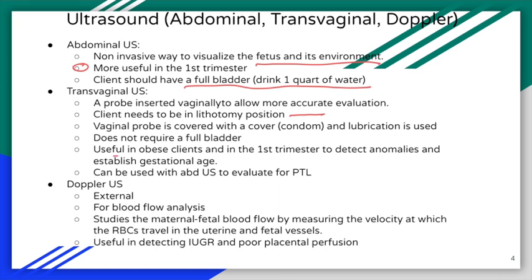This is super helpful if a client is overweight because on an abdominal ultrasound, there's that thick layer of adipose tissue between the Doppler and the uterus. Here, that's not there, so that's really helpful. And it can be used in conjunction with an abdominal ultrasound to help evaluate for preterm labor. A Doppler ultrasound is an external ultrasound. We use it to measure Doppler flow of the blood through the baby's heart.